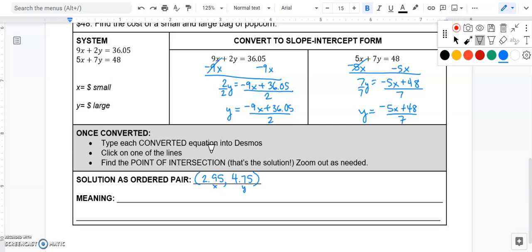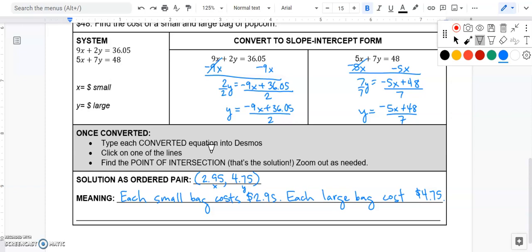And this is why knowing what your variables are matters, because then you can tell me what it means. So each small bag, because x is the cost of the small bags, each small bag costs $2.95. Each large bag costs $4.75.